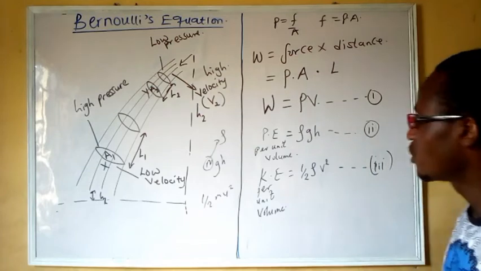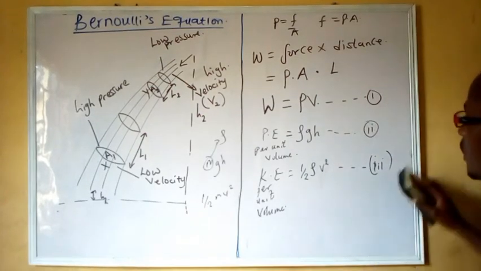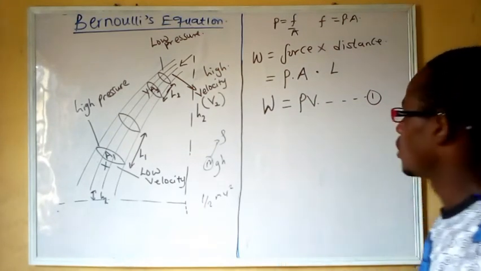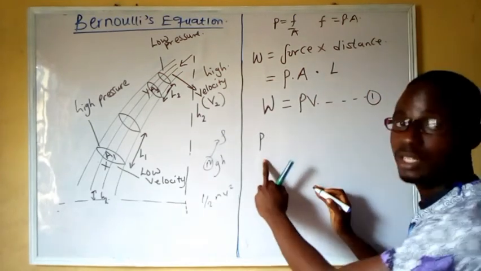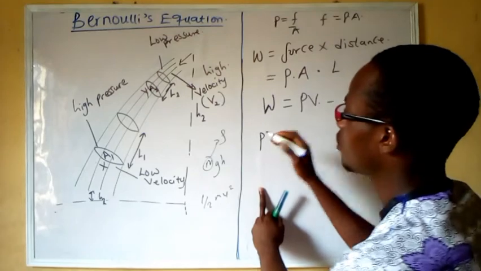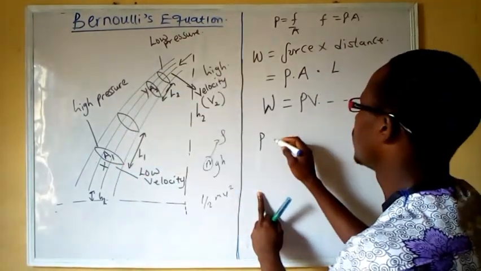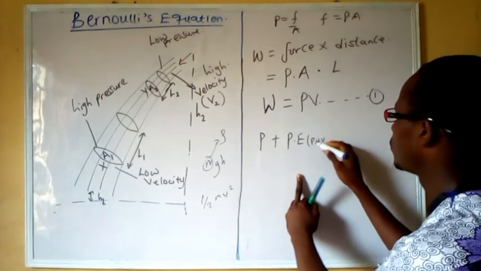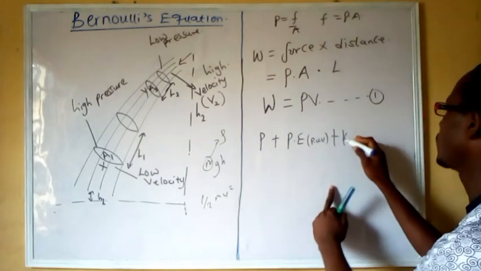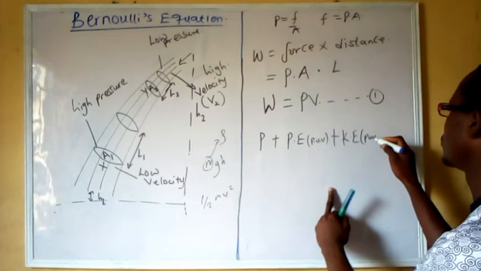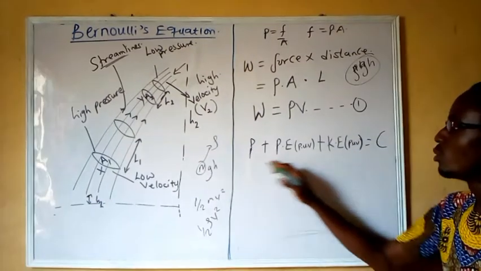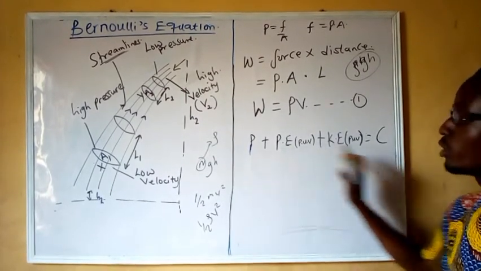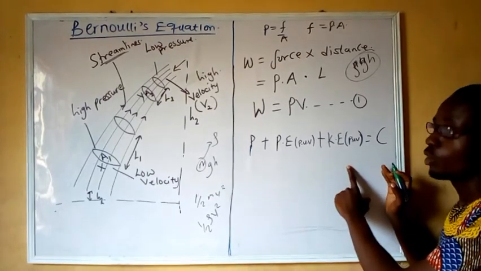All is constant. So by the look of things, the pressure at a given part of a moving incompressible liquid, plus the potential energy per unit volume, plus the kinetic energy per unit volume, all equals a constant. This is in accordance with the law of conservation of energy.